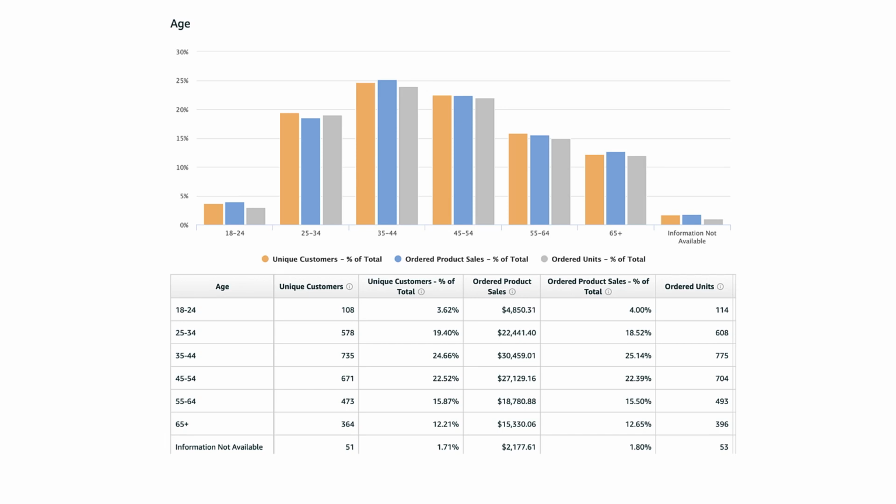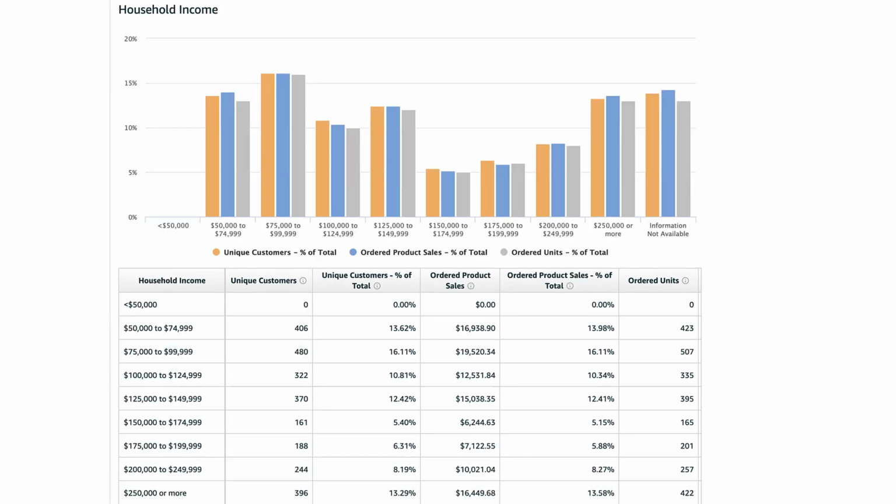So one is age. This is a brand example where you can see it's pretty evenly spread, but there's a pretty solid cluster between 35 and 54. And it even shows the number of units that were ordered during that period for those age brackets. It also gives you household income, so you can start to understand the income of folks that are actually purchasing your products, again spread across the percentage of total.